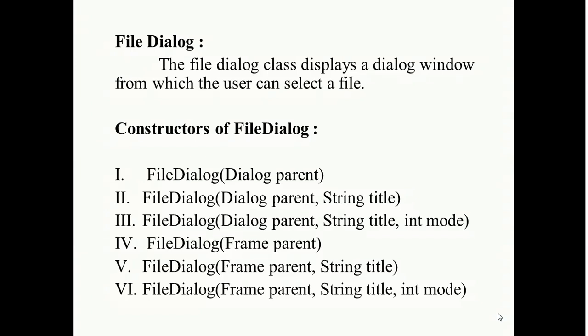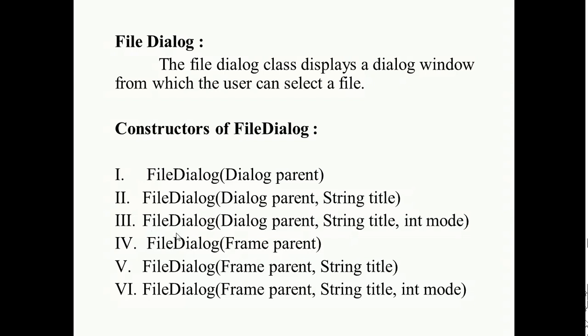Now see the constructors of the file dialog box. There are 6 constructors of the file dialog box. First constructor, FileDialog, having parameter dialog parent. This constructor creates a file dialog object for loading a file. Next constructor is FileDialog, parameters are dialog parent and string title. This constructor creates a file dialog object with the specified title for loading a file. The string title is nothing but the title of the file dialog box window.